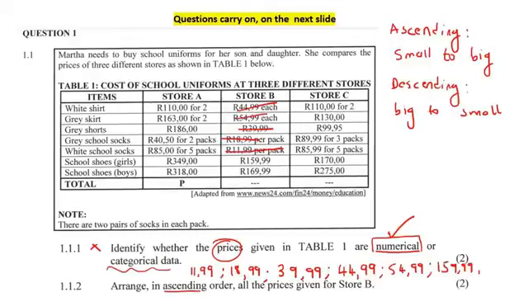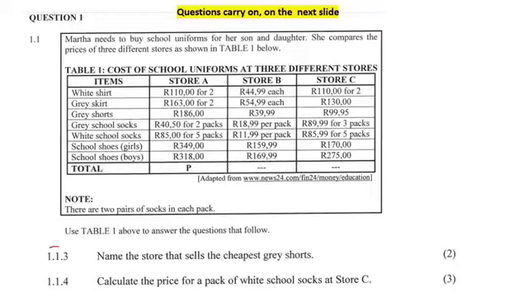$159.99. And then the last one is $169.99. The next question, so this one over here, says name the store that sells the cheapest grey shorts. So we go to grey shorts, which is this one over here. It's only going to be this big block that we're looking at. For a pair of grey shorts, store B is the cheapest, 39 Rand 99. So name the store. That's going to be store B.